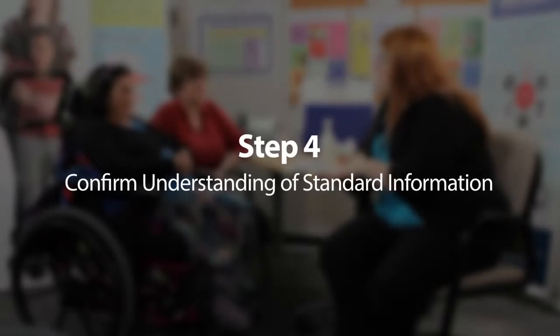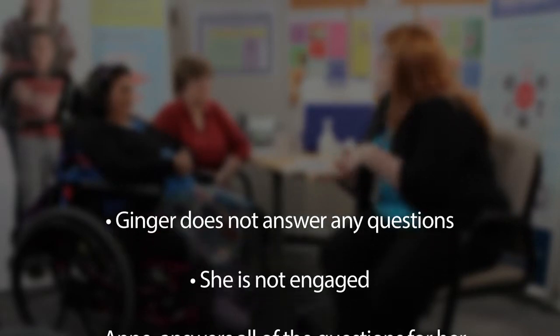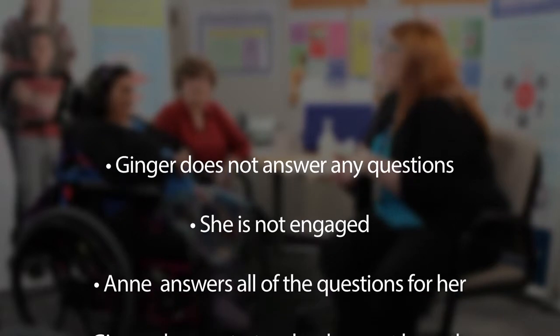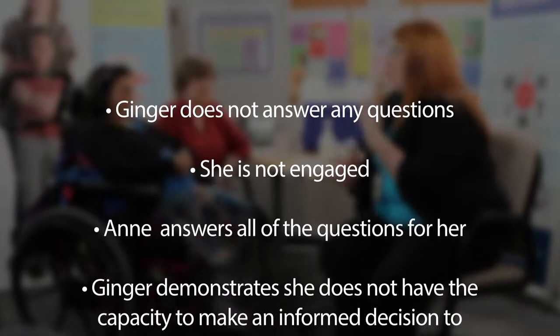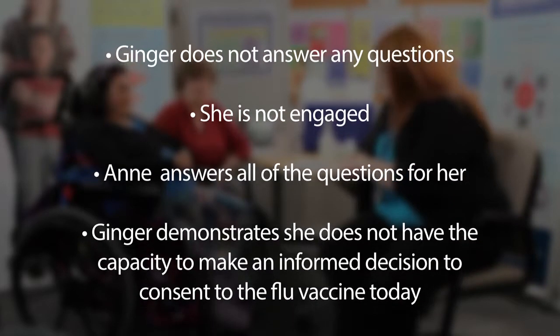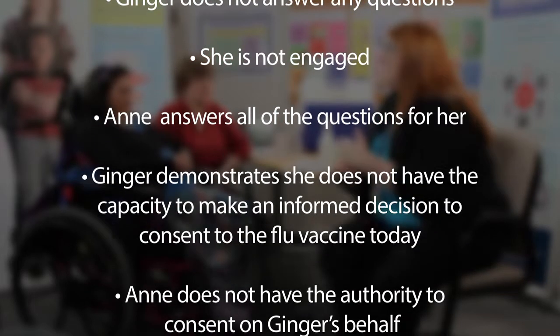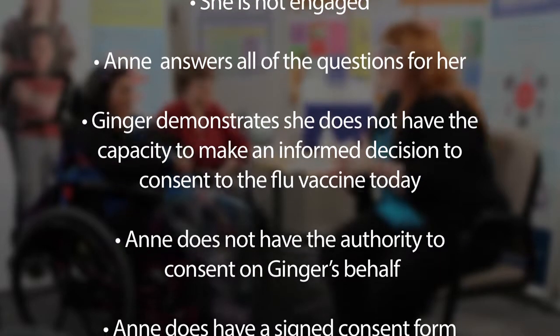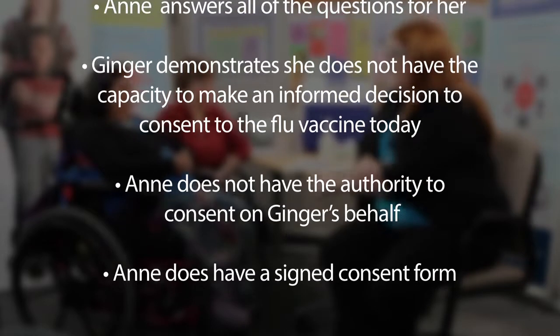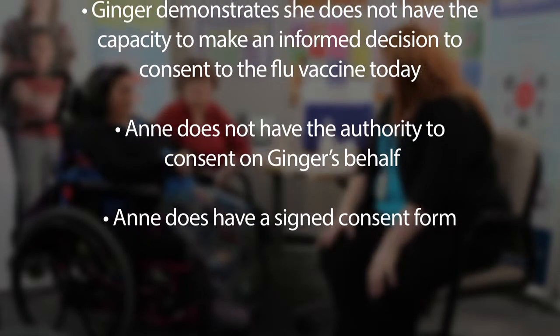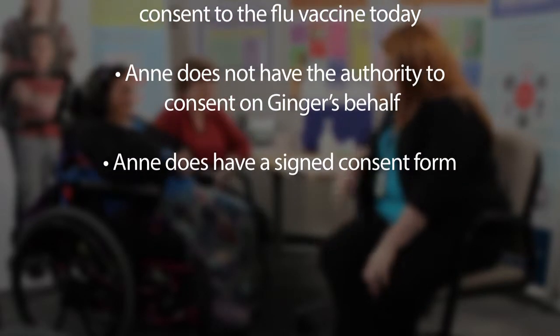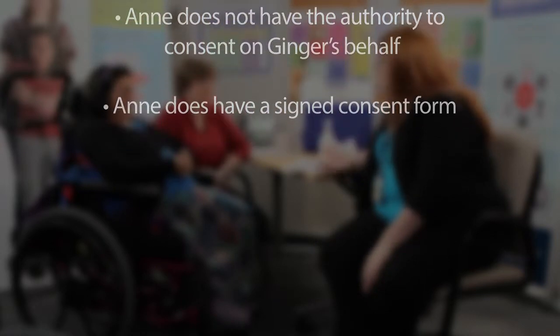Step 4. Confirm understanding of the standard information. The vaccine provider stops and assesses the situation. Ginger does not answer any questions. She is not engaged, and Anne answers all of the questions for her. Ginger demonstrates she does not have the capacity to make an informed decision to consent to the flu vaccine today. Anne does not have the authority to consent on Ginger's behalf, and Anne does have a signed consent form.